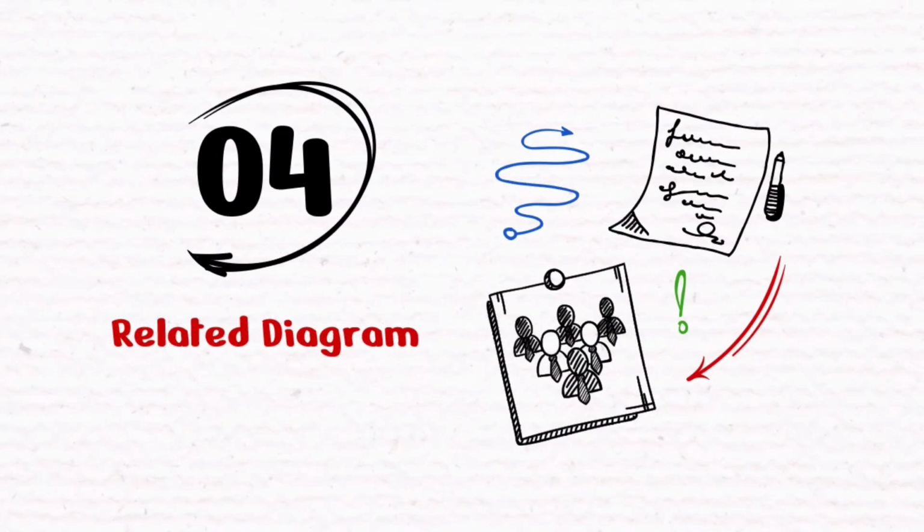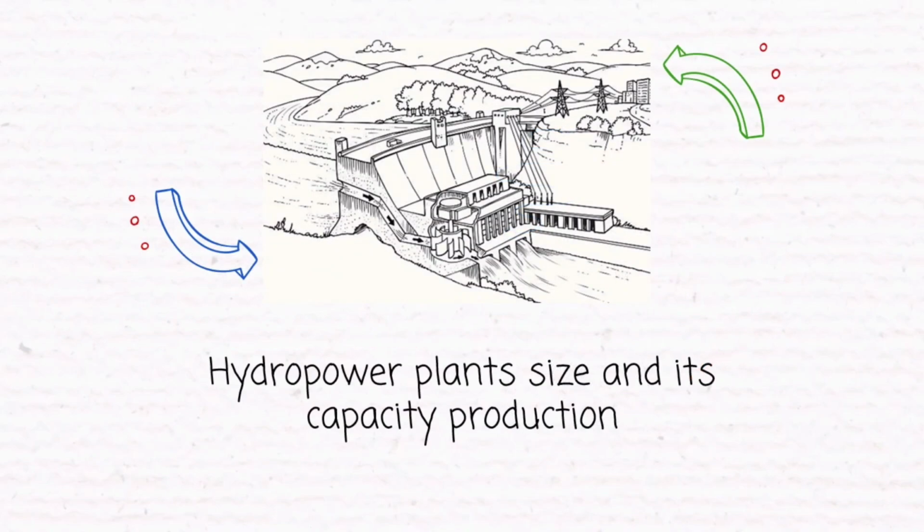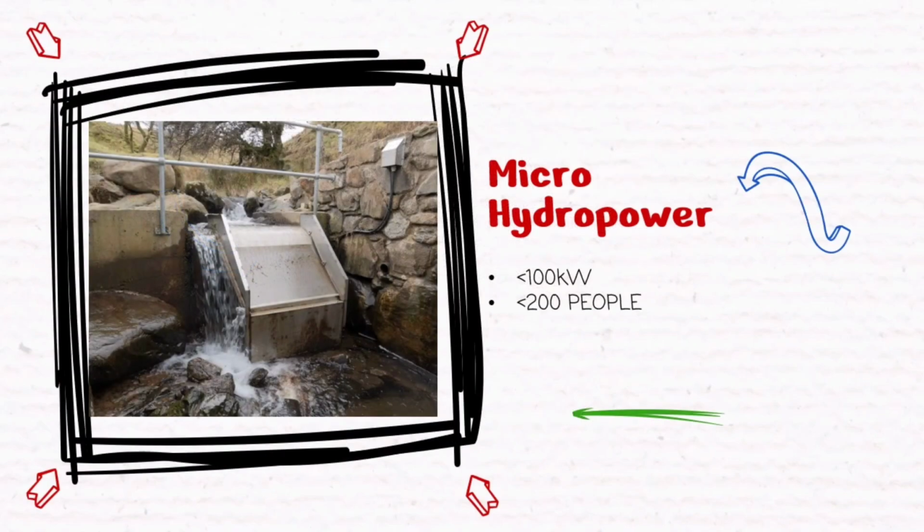I am going to talk about the related diagram. I will explain about the hydropower plant size and its capacity production. Firstly is the micro hydropower. It can only generate about 100 kilowatt of electricity. In the meantime, it can only accommodate about 200 people.